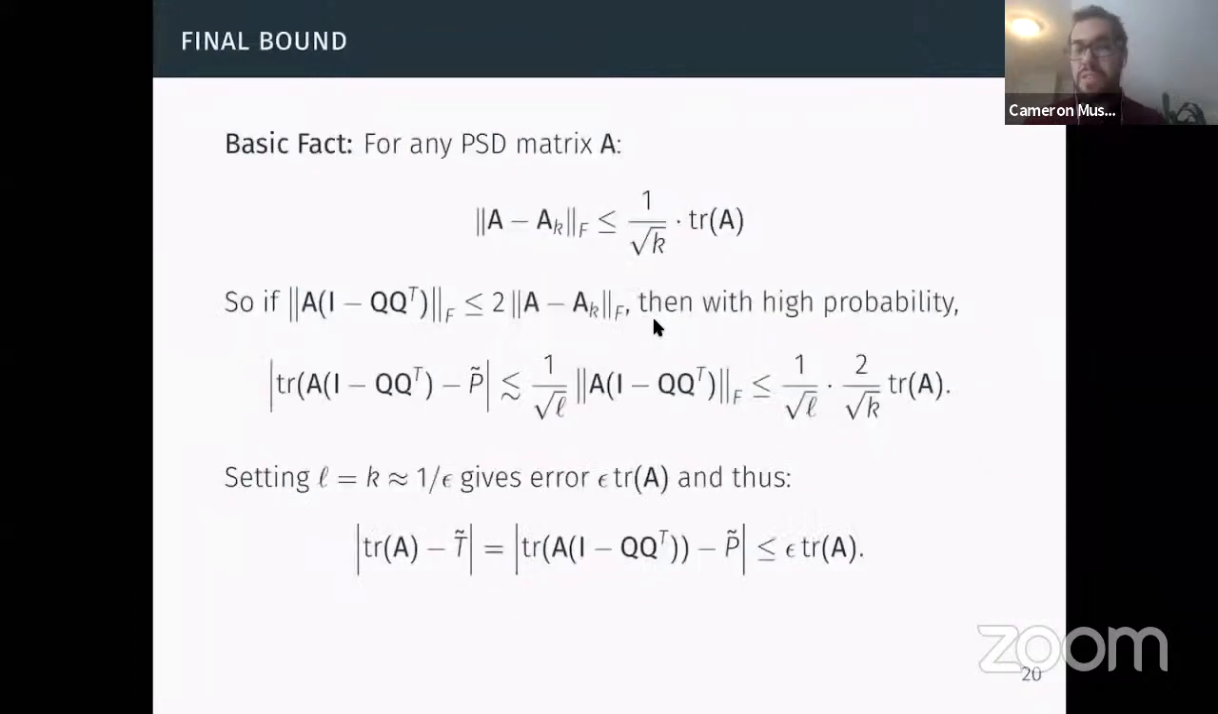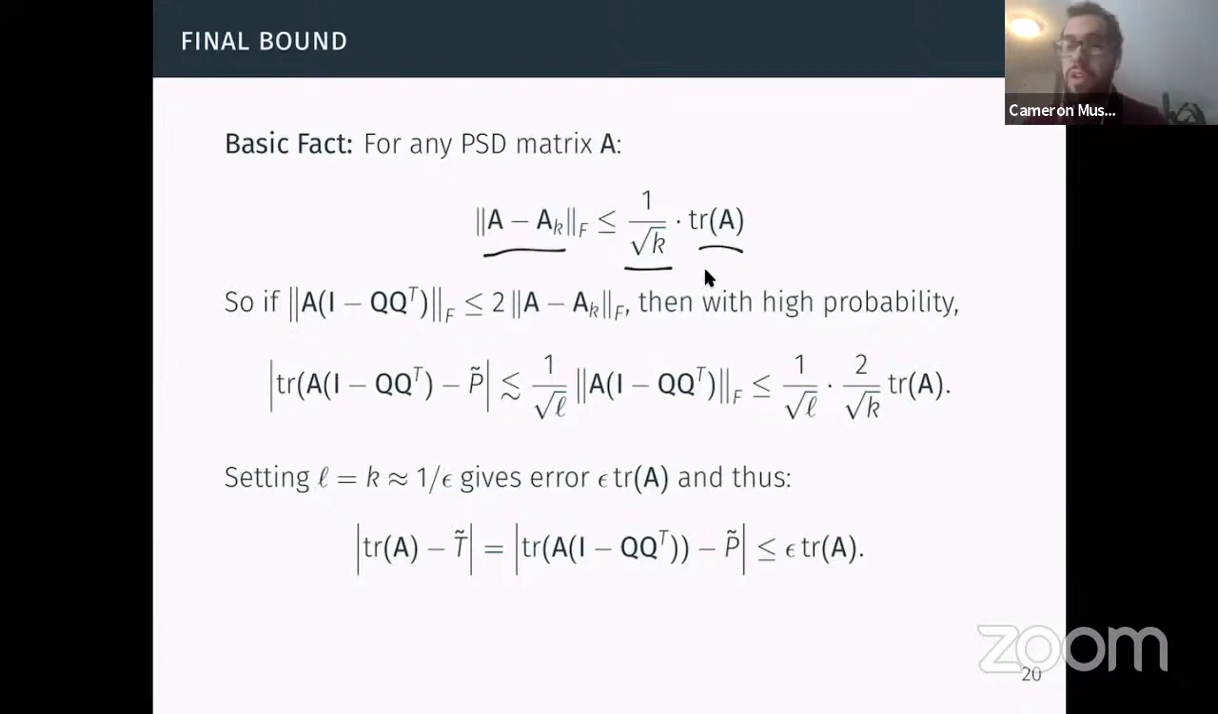Now, a basic fact, which I won't prove here, but you can do it just by manipulating the sum of eigenvalues, is that for any positive semidefinite matrix, the difference between A and A_K in the Frobenius norm, remember A_K is the best rank K approximation of my matrix, is upper bounded by 1 over square root of K times the trace of my matrix. So this is for any matrix; it doesn't assume anything about the spectral decay. The Frobenius norm of A minus A_K is upper bounded by 1 over square root of K times the trace.